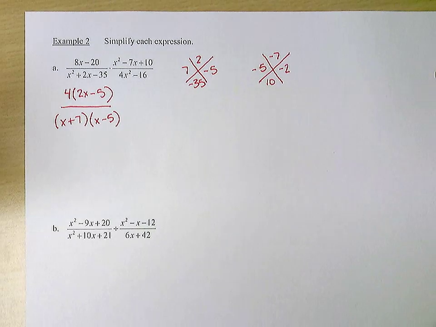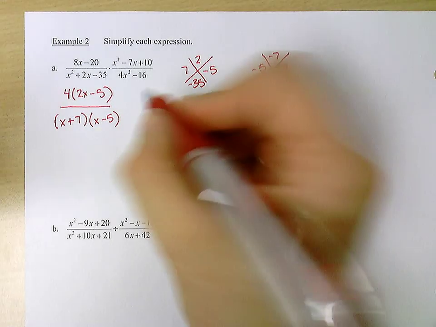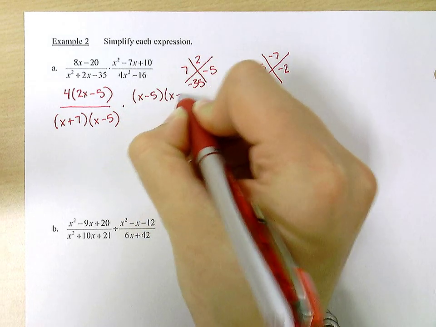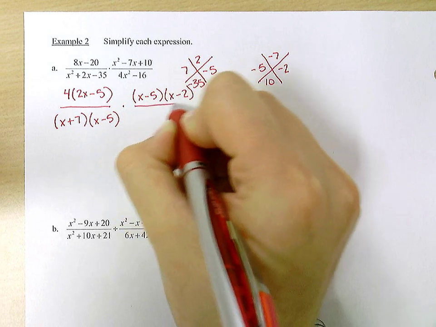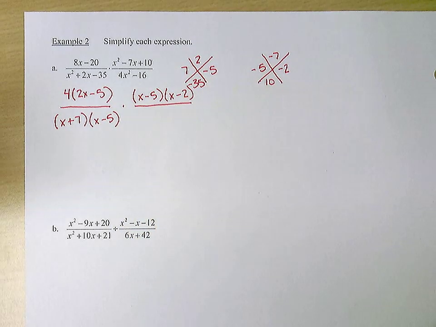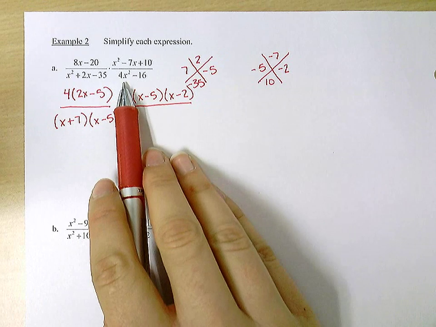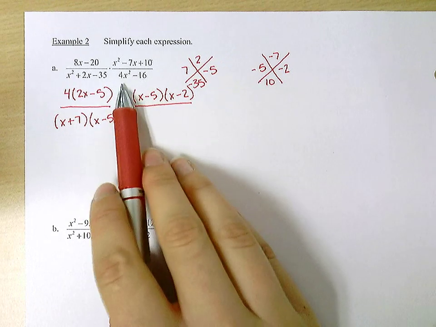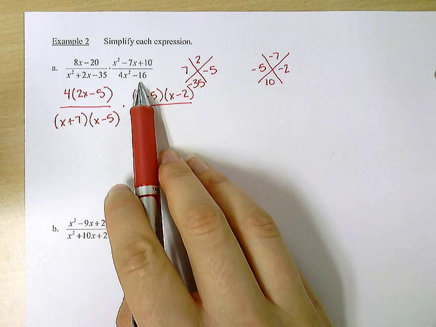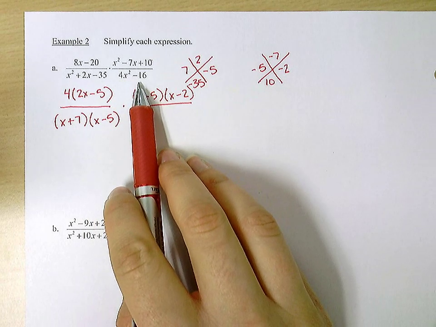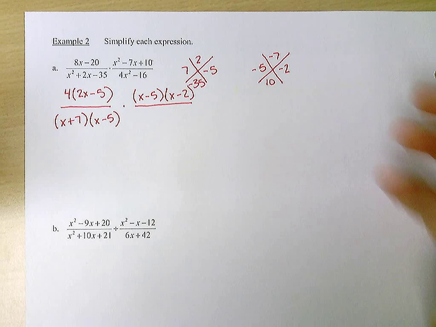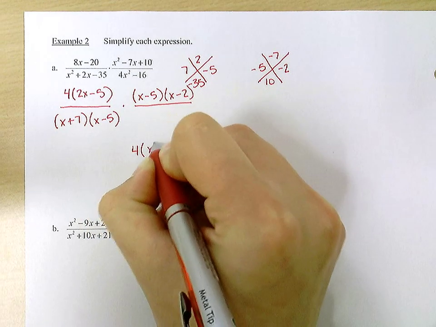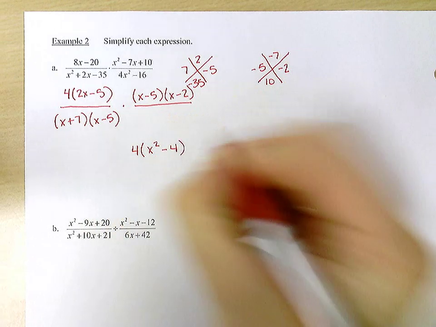That is negative 5 and negative 2. So I would write that as x minus 5 times x minus 2. Okay, in the denominator of this one, I have 2 terms. What do both of those terms have in common that I could pull out? 4. Okay, so if I take out a 4, I'm left with x squared minus 4.